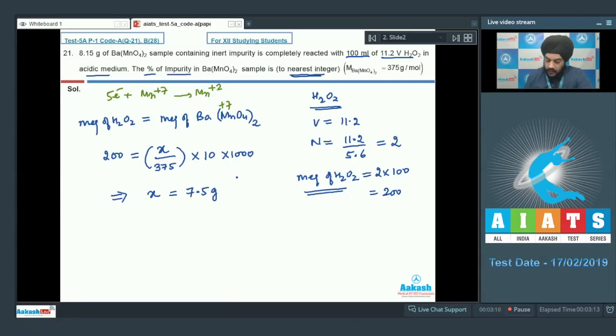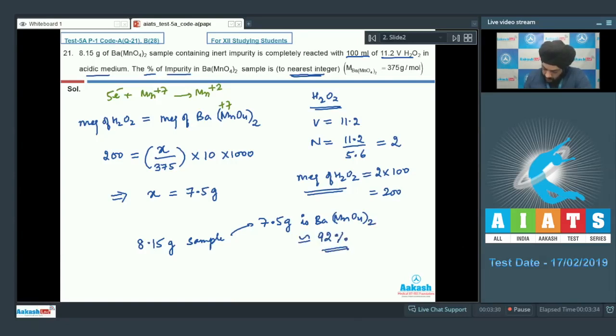So if we simplify this expression for the value of X, we have X equal to 7.5 grams. So students, we can see that out of the 8.15 gram sample, 7.5 grams is of BaMnO4 whole twice. This approximately comes out to 92% of the sample. So if we talk about the impurity, it has to be around 8%. So students, for this question, we have to mark the answer as 8. Let us look at the next question.